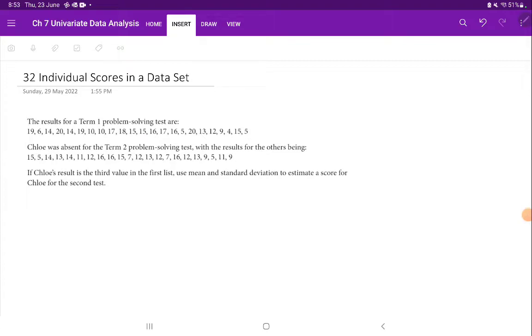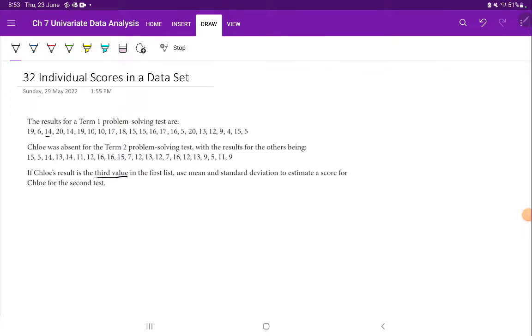So you can see here the results for a term 1 problem solving test are a bunch of numbers, but Chloe was absent for the term 2 problem solving test, with the results of the others being this. So that's everyone in the class but Chloe. If Chloe's result was the third value, in this case 14, in the first list, use mean and standard deviation to estimate a score for Chloe in the second test.